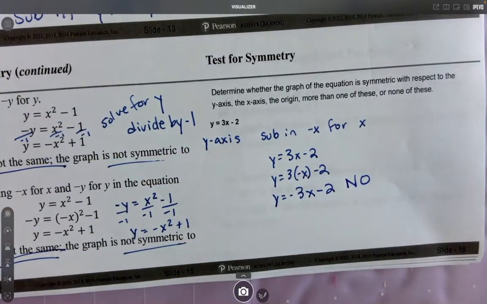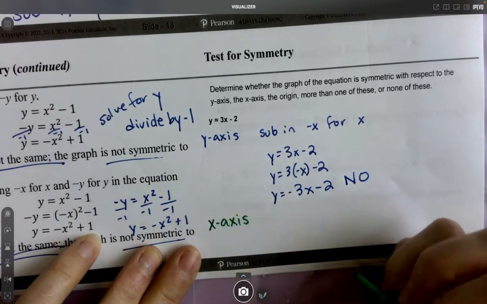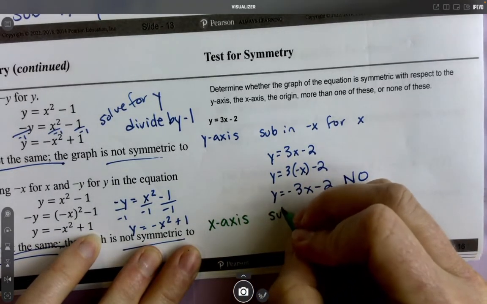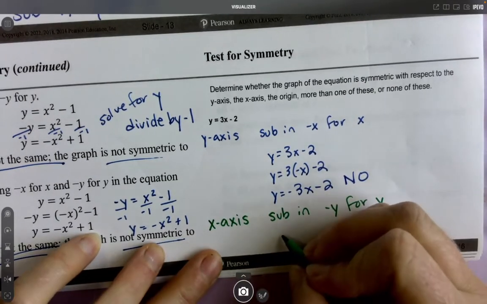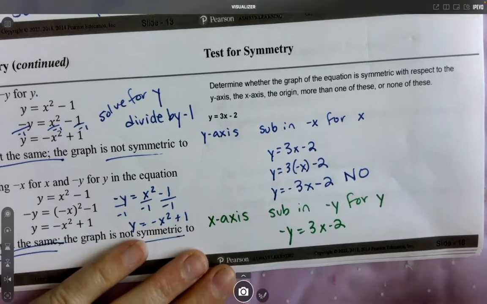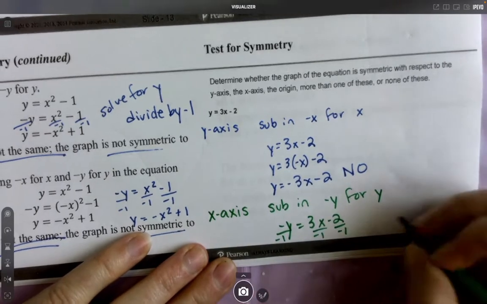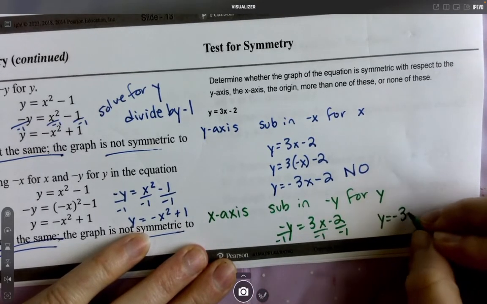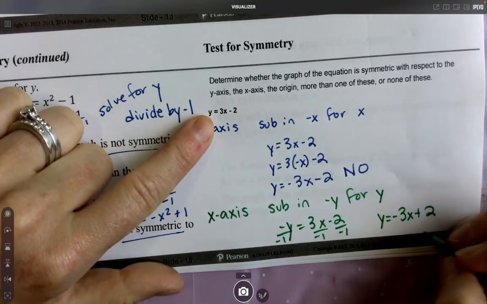All right, x-axis, we are going to sub in negative y for y. So negative y equals 3x minus 2. Solve for y, so divide by negative 1. We get y equals negative 3x plus 2. And that is not the same, so this is a no.